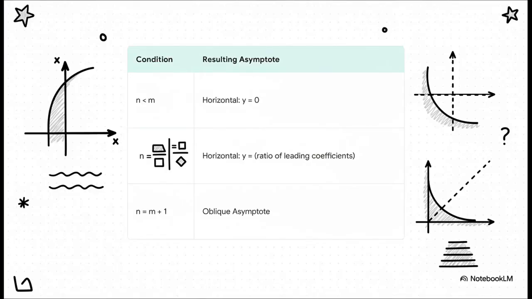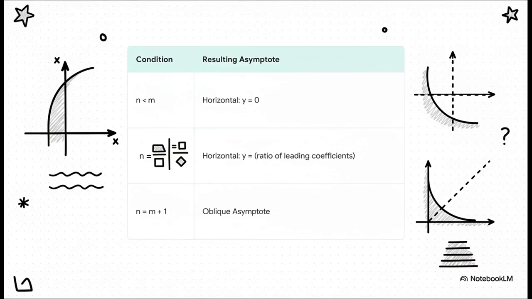Okay, this slide right here, this is your ultimate cheat sheet for your quiz. You just need to memorize these 3 rules. Let's walk through them. Case 1, top row. If the degree on top is smaller than the degree on the bottom, it's the easiest one. The horizontal asymptote is always the x-axis, the line y equals 0. Done.